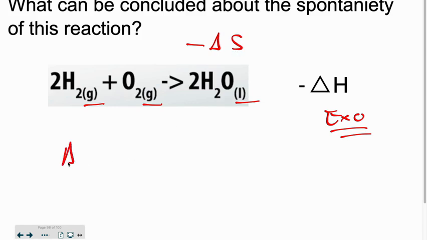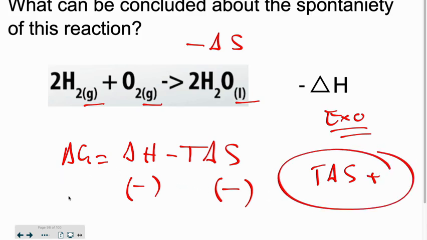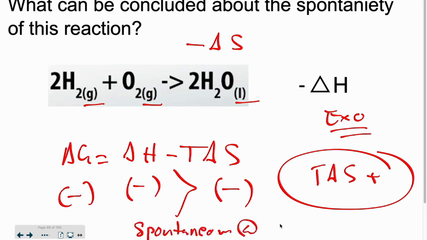So if I'm looking at this equation, delta G equals delta H minus T delta S, this is negative, and this is also negative. Well, what's going to happen is my T delta S, because of the negative and negative, is going to become positive. Now, if I want delta G to be negative, I want my T to be a lower temperature, because I want my delta H to be bigger so that the negative sign here beats the positive sign and my delta G becomes negative. So this reaction would be spontaneous at lower temperatures.